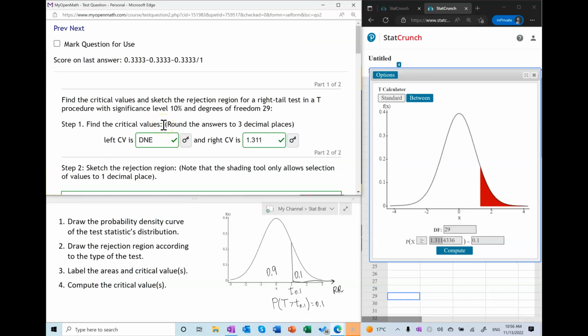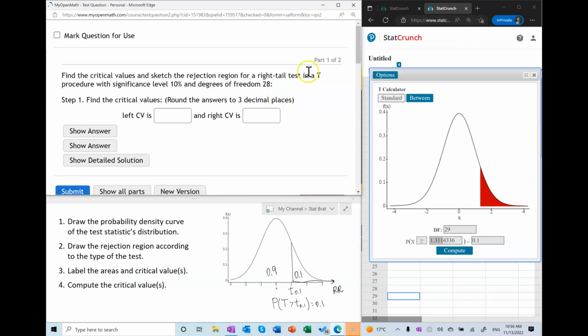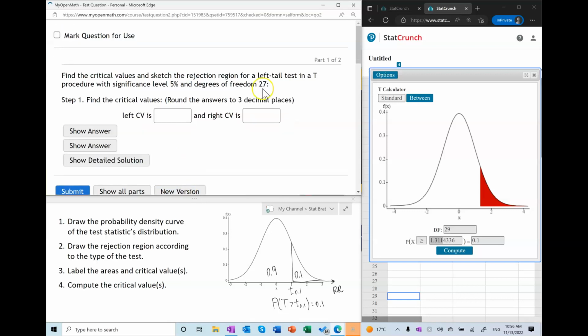All right, let's do another one. Hopefully it's not a right tail test again. Okay, let's generate a new one. Let's do at least one or two of each. Let's get another one. Okay, this is a two-tail test, but before we get to the two-tail test, I want to actually try a left-tail test.